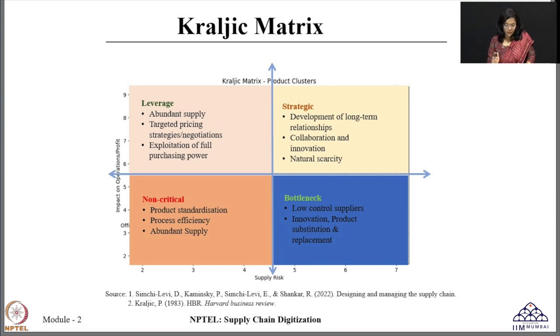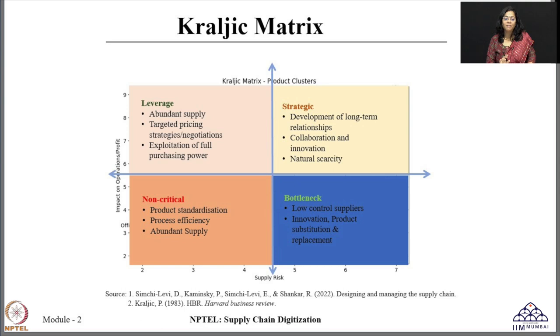Broadly, there are four quadrants in this, and these are referred to as leverage, strategic, bottleneck and non-critical. We will look into these one by one in detail. Talking about the non-critical quadrant, these are the components where the product is much standardized and the process is very efficient. These have the characteristics of abundant supply. In this case there are many suppliers available to you, and you can decide your strategies to manage those suppliers very easily, because there are enough options available in this particular group of components.